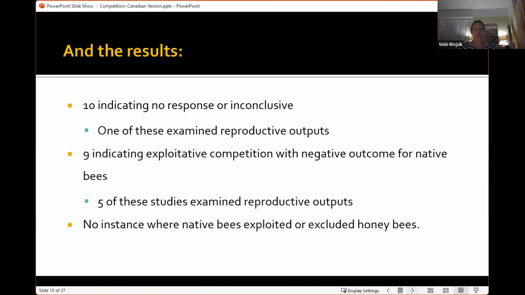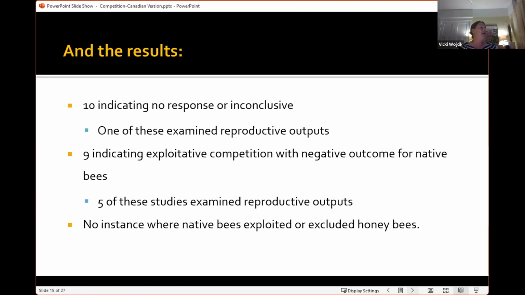And the results of these studies, when we read through them and looked at their data, in addition to what their results said, we had a more critical eye on their data because sometimes, again, an author using their right to interpret would say, oh, absolutely, there was competition. But if you actually look at the data, there wasn't. 10 of these 19 indicated that there was either no response or they were inconclusive. Now, 9 of the 19, so about 50%, indicated that exploitative competition was present and that the negative outcome was for the native bees. So when we did have studies that indicated there was competition, there was none that indicated the opposite, where native bees outcompete honeybees.